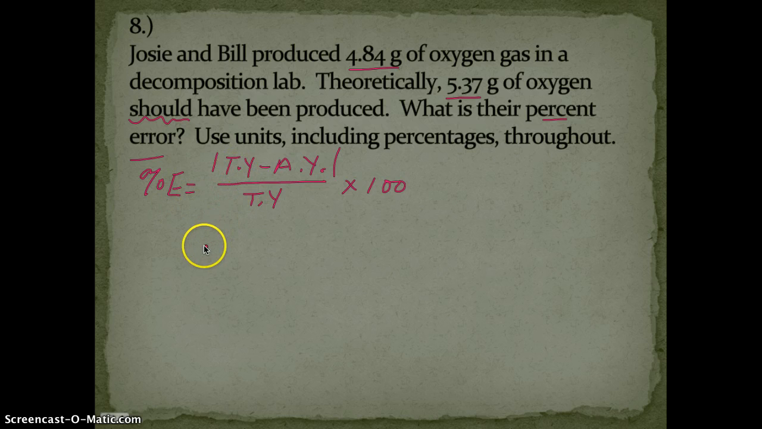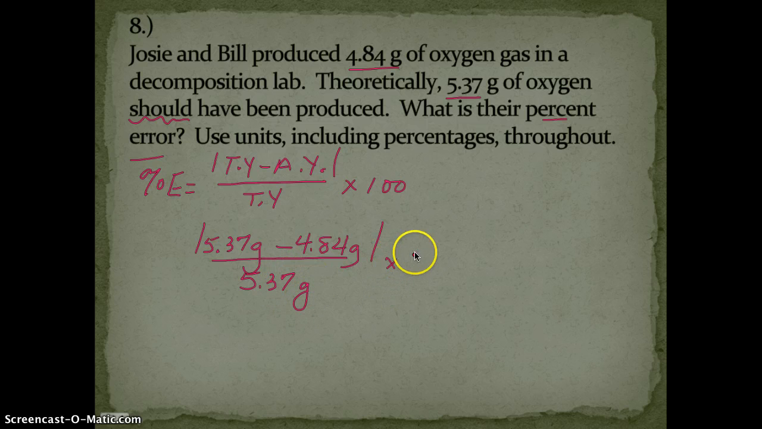So your theoretical yield is 5.37 grams. Your actual yield is 4.84 grams. And we take the absolute value, of course that's going to be positive, so it won't matter. And then we're going to divide that by 5.37 grams and then multiply by 100.